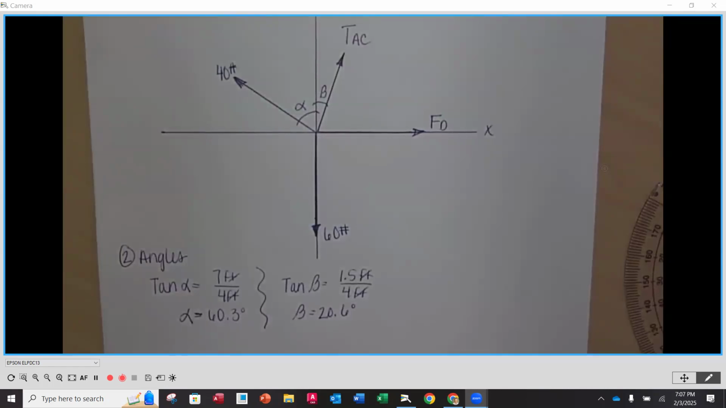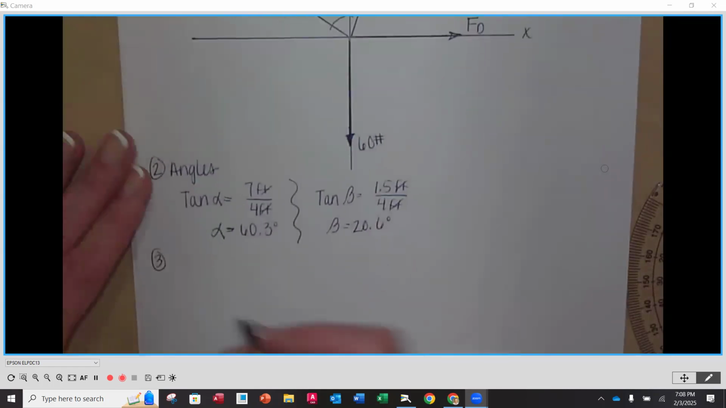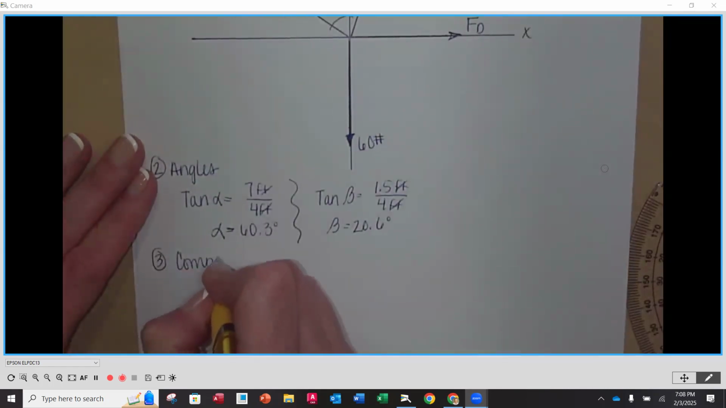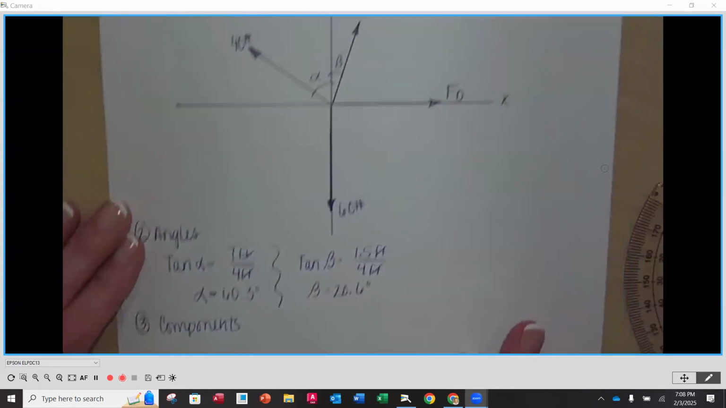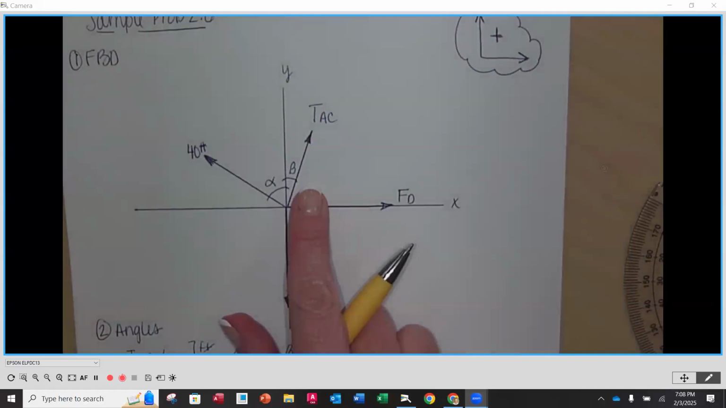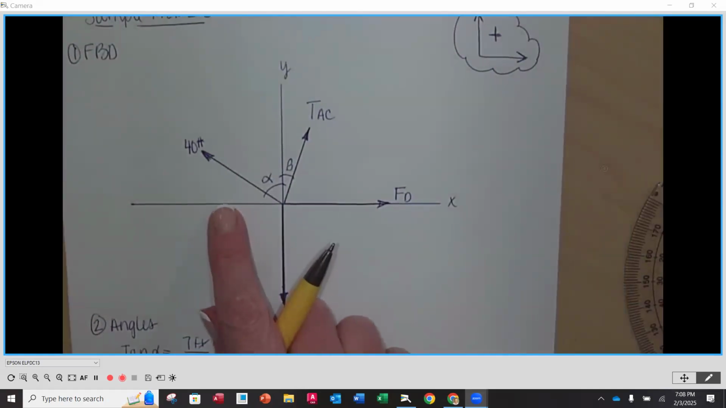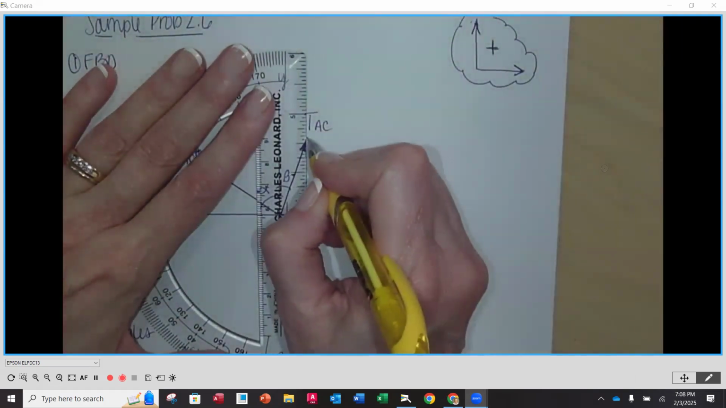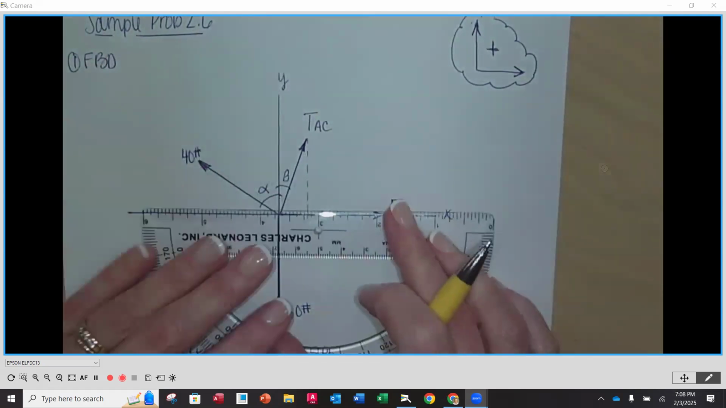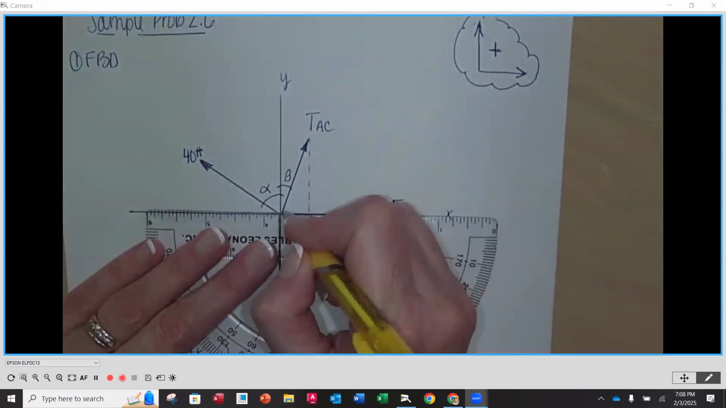All right. So with that now, step number 3 is going to be our components. So for TAC and the 40-pound force, we're going to show the X and Y components on our X and Y axis. So I'm going to show those first, and then we'll calculate their values. Like that.